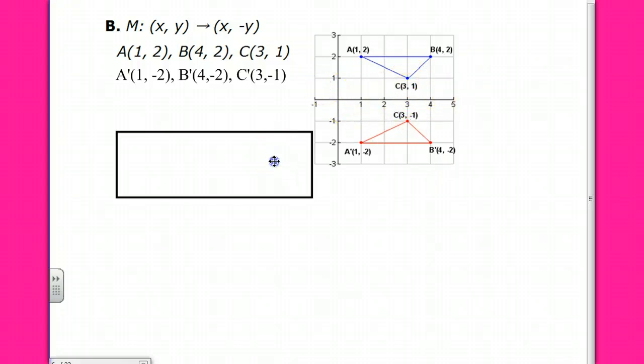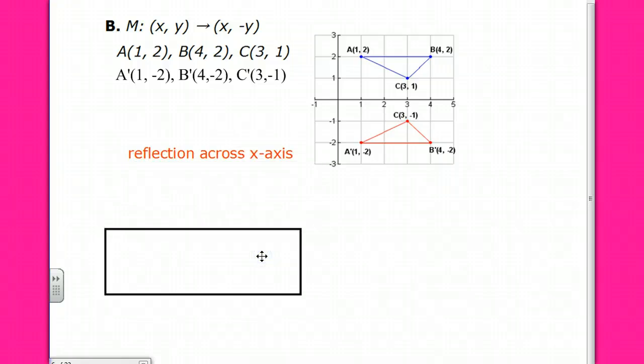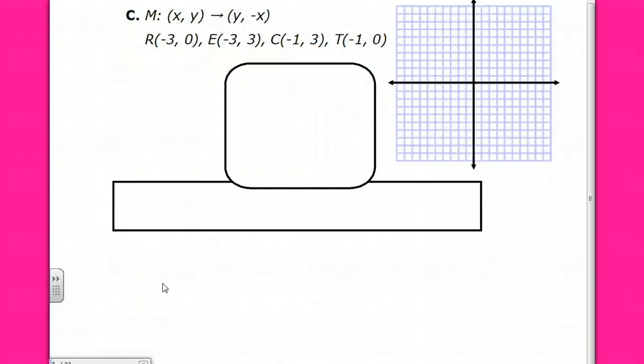So we call this a reflection in the x-axis, or a reflection across the x-axis. Okay, you've had a couple of opportunities in the past to perform these transformations, but we're going to try one that you haven't tried, probably. Look at what happens here. (x, y) transforms to (y, -x). Look at that. You switch the locations, and you take the opposite of x.